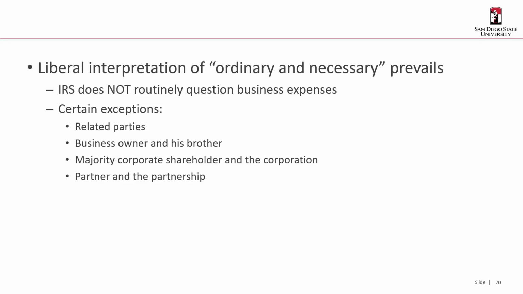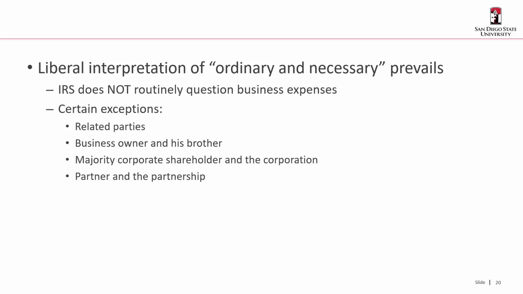So related parties, for example, like a business owner and his brother, like the example we just did, a majority corporate shareholder in a corporation or a partner in a partnership. These are all forms of related parties where the amount paid by a business owner to his brother, that's a related party.